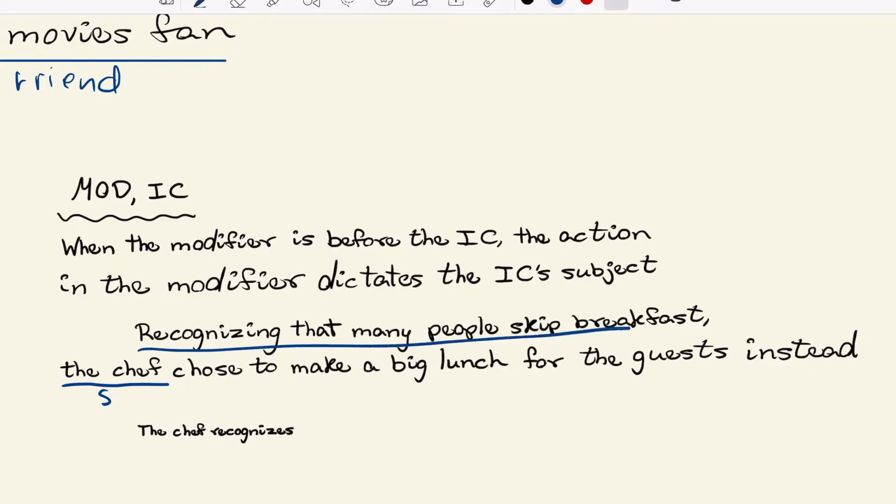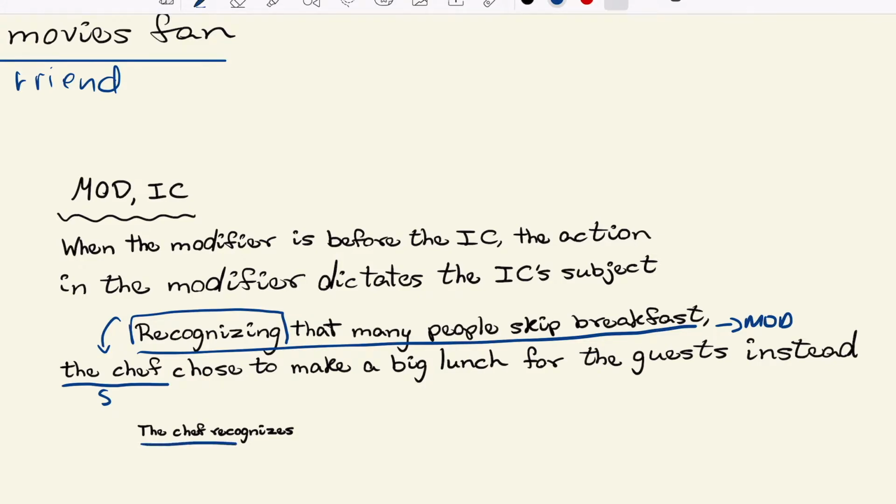The modifier is the first part of the sentence before the comma. And the action within the modifier is recognizing. And the action recognizing is being done by the chef. And so you can restate that part of this sentence by saying the chef recognizes.